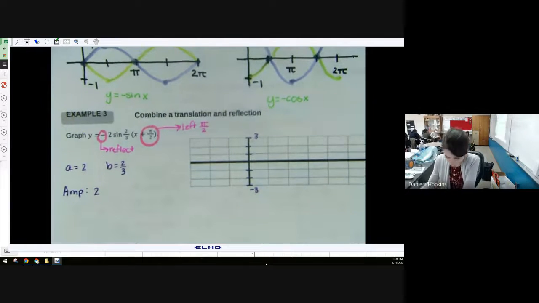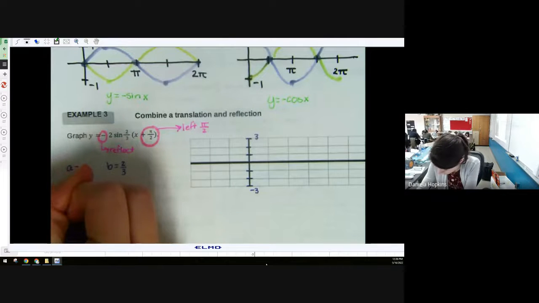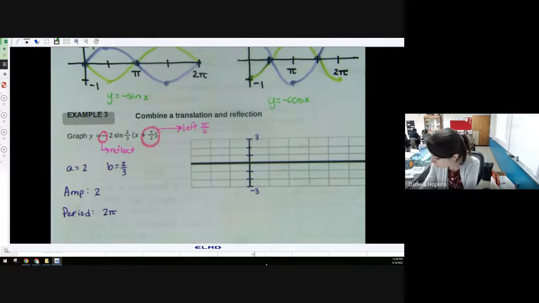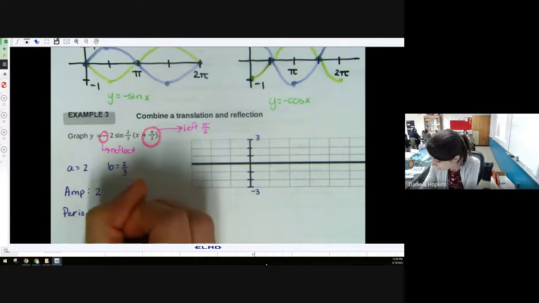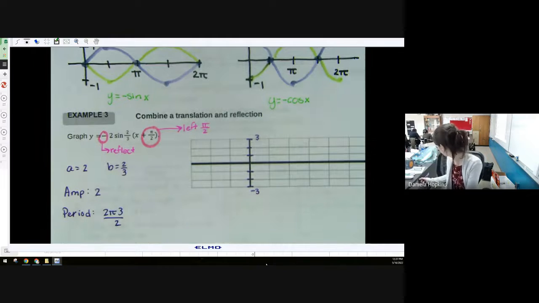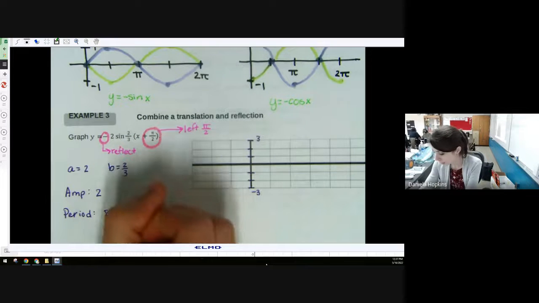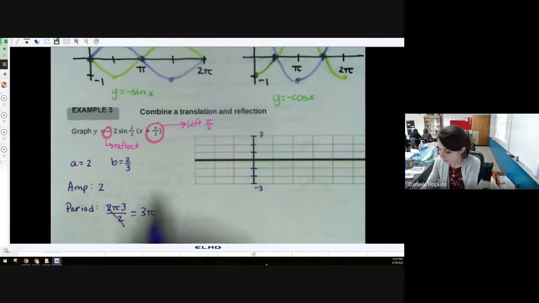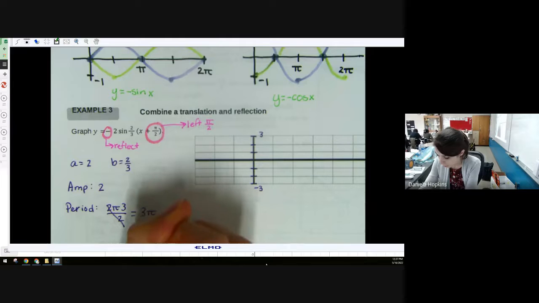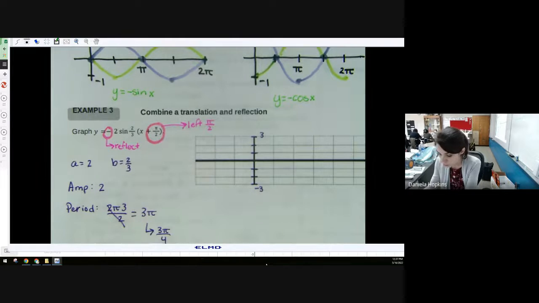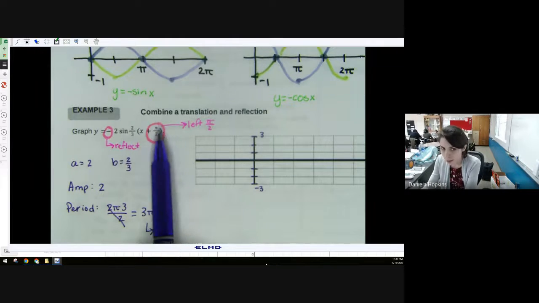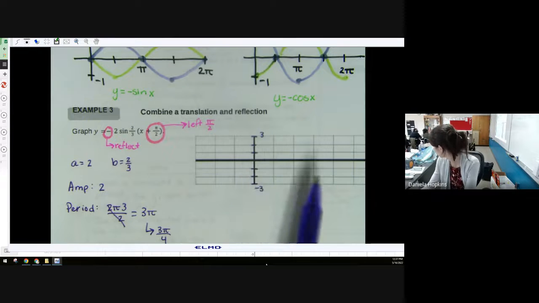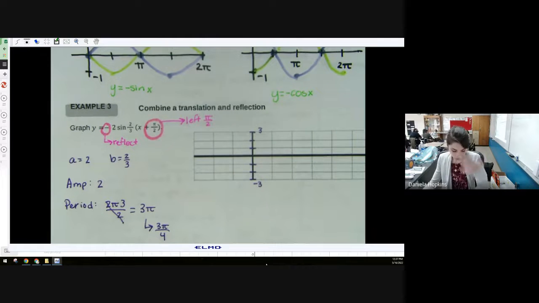My period, this is a little funny. So this one would be 2 pi divided by 2/3, which is the same as multiplying by 3/2. So the 2's would cancel out and I'd have 3 pi. So the weird part here is now my interval would end up being 3 pi over 4. And I'm shifting it by pi over 2. So now you're going to see that it's not necessarily lining up on these tick marks. So we have to think more about our fractions.